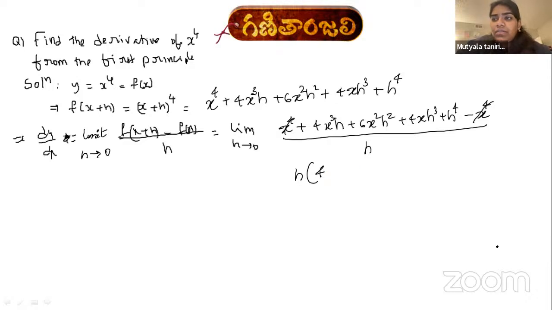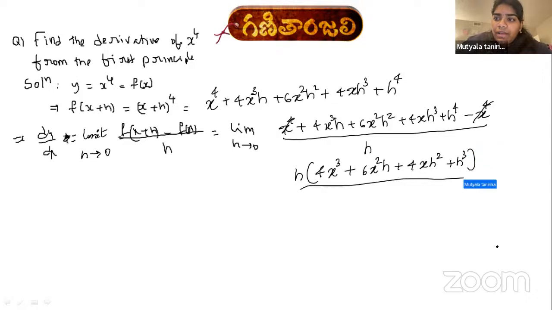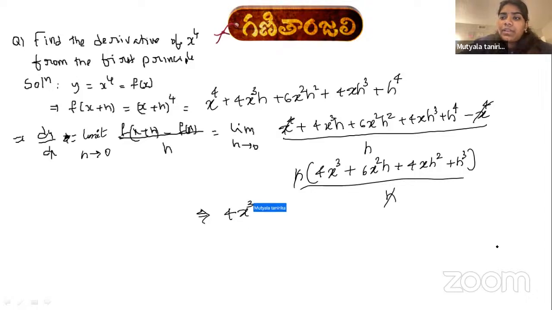4x cube plus 6x square h plus 4x h square plus h cube, the whole divided by h. That implies h times (4x cube plus 6x square plus 4x h plus h square) by h. As h tends to 0, we get 4x cube plus 0 plus 0 plus 0. So is the answer 4x cube? 4x cube.